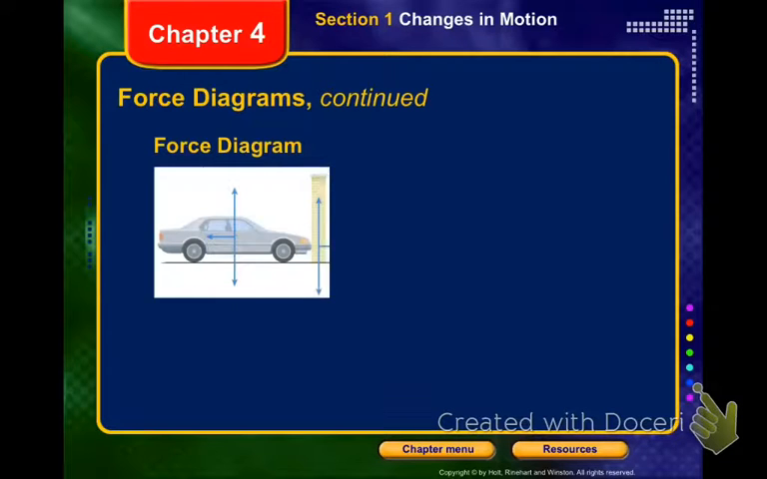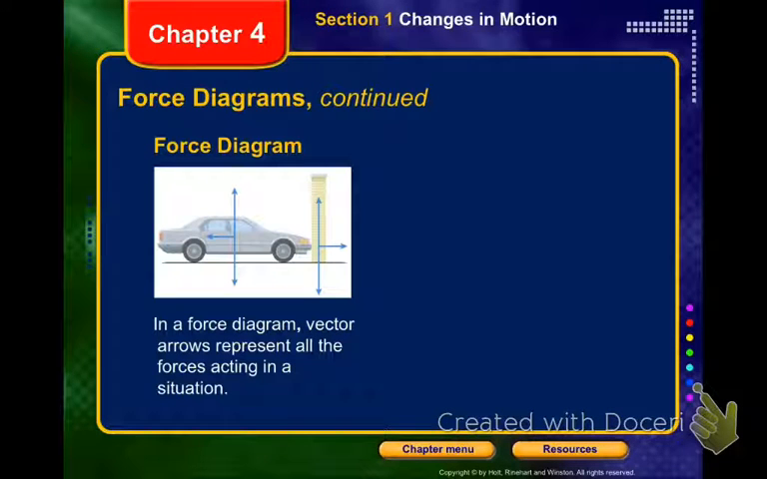This is a force diagram. Again, it is showing all of the forces that are acting within the whole situation, the car and the wall, the car hitting against the wall. The vector arrows represent all the forces acting on a situation. If I asked you to give me a name for these forces, what would you give me for this one for the car that is pointing down? The force of the car pointing down. Force of gravity.